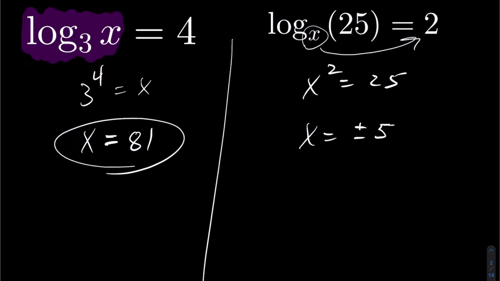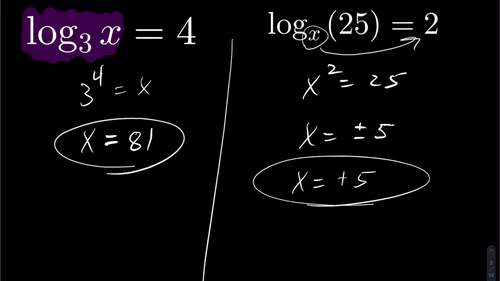And you'll notice here once again, the base of your logarithmic function must be greater than 0. So we cannot have a negative base. So the only possible answer for this is positive 5. Let's take a look at some more examples.